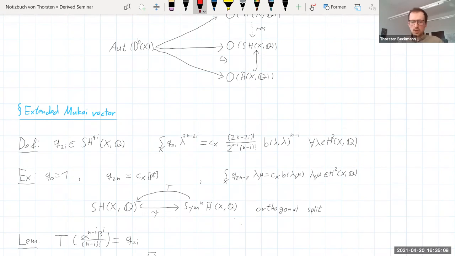So what do I mean by this? These alpha and beta are classes which are always Hodge, so they're always of type (1,1), independent of the complex structure. The only difference they have is the grading. One has grading degree minus 2, and the other one has grading degree 2.